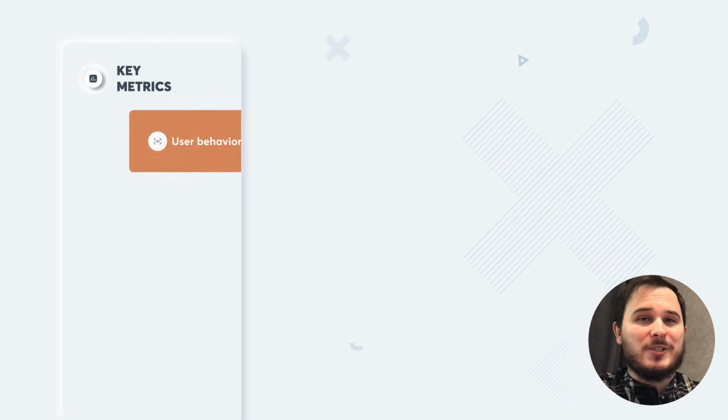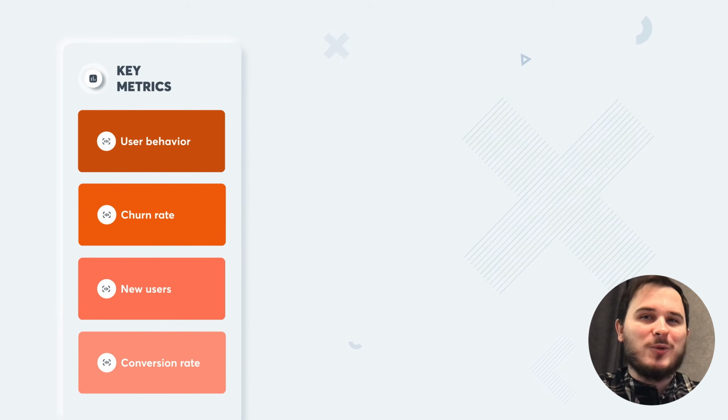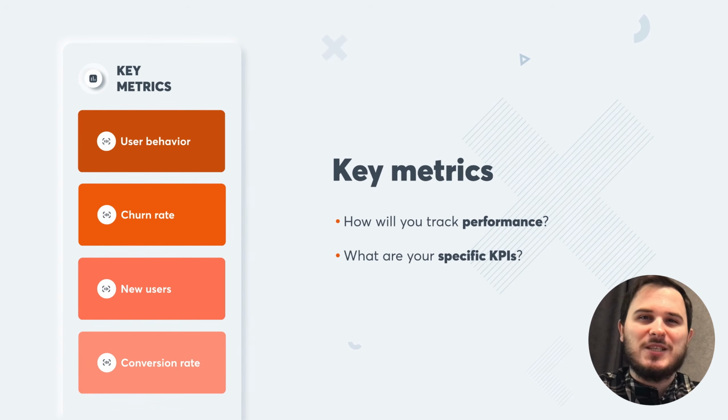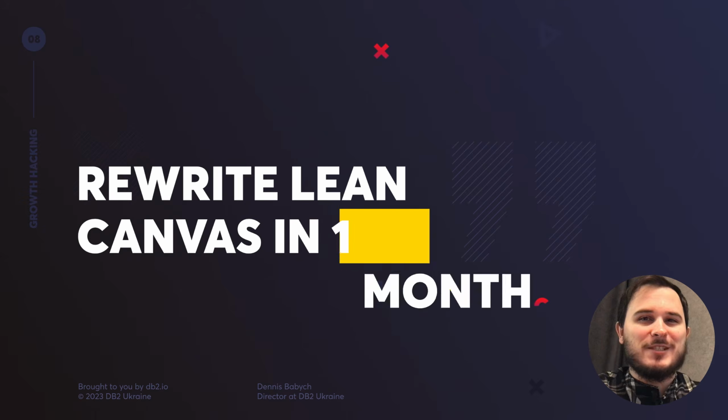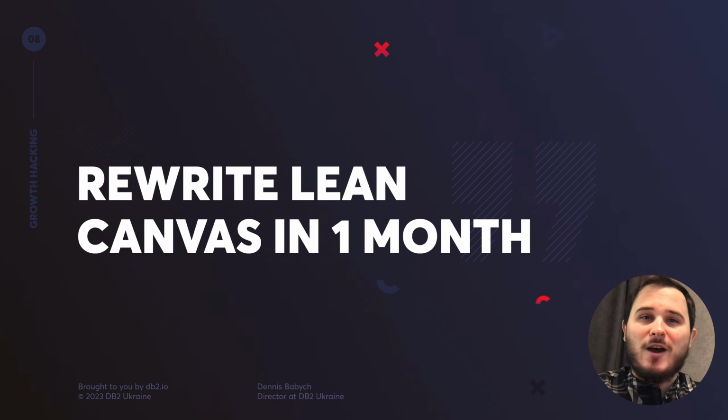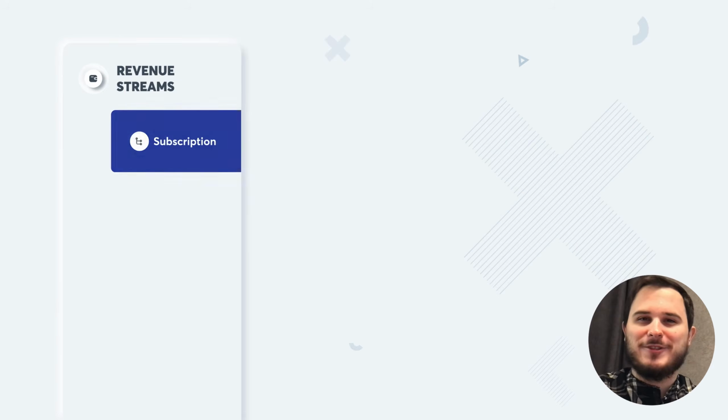When it comes to key metrics, it's essential to know how you will track users' engagement and which specific KPIs, key performance indicators, to monitor. Use tools like Google Analytics, Session Stack, Firebase, and Mixpanel to regularly check the health of your business and uncover hidden client needs. Pro tip: rewrite your lean canvas business plan in 1 month, and you will uncover a gold mine of insight. Rewrite it in 3 months, and you will see just how many new insights you will get from it.